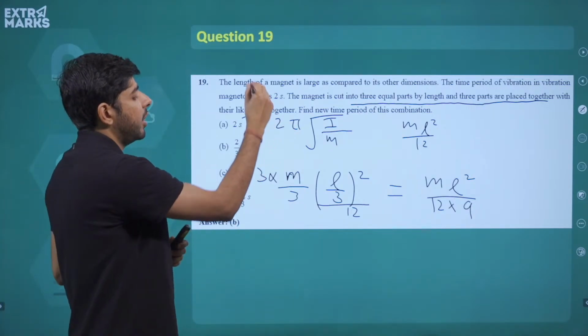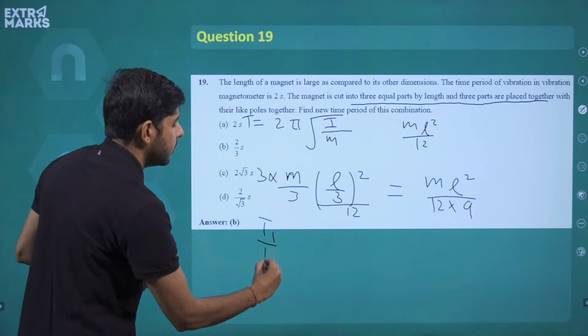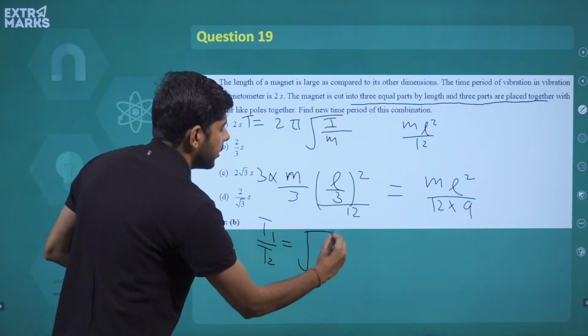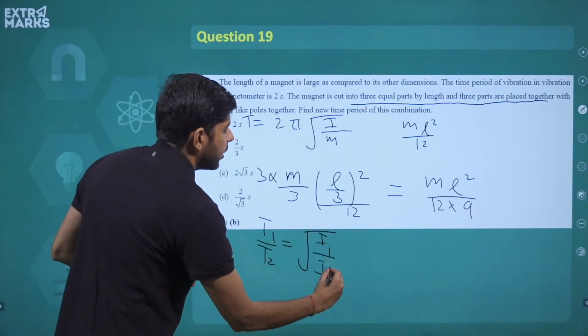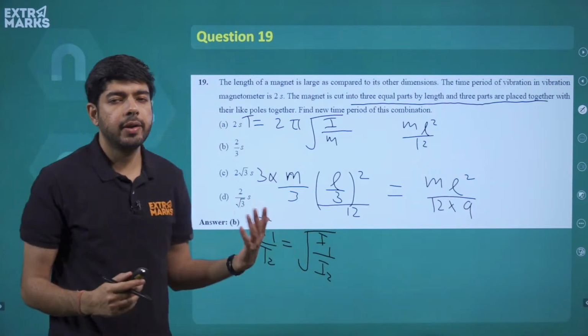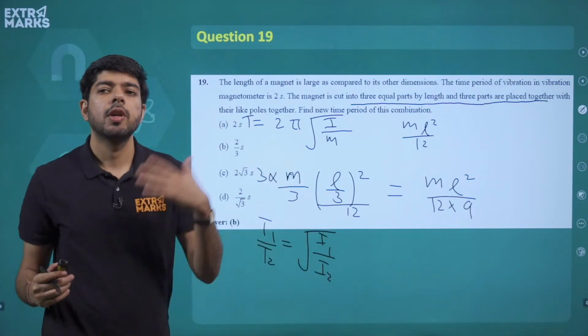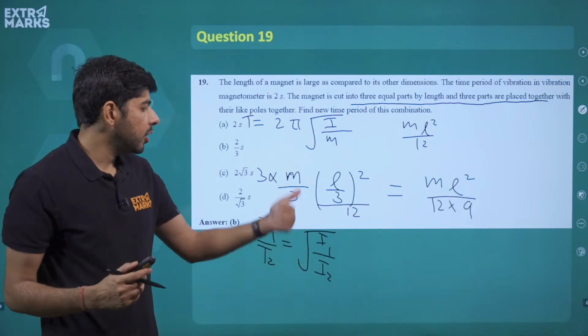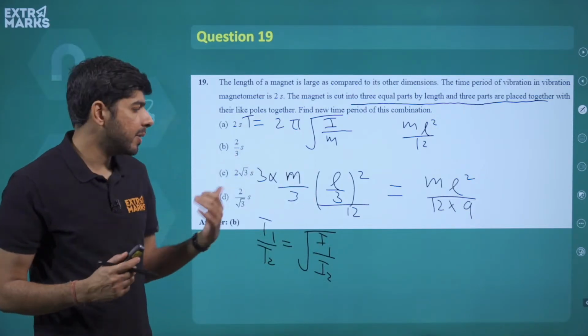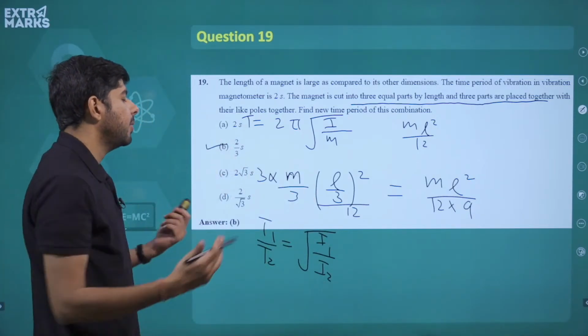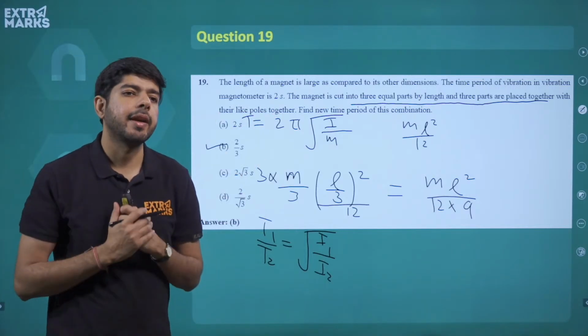So if we compare, basically T1 by T2 is going to be root I1 by I2. So in the second case, I2 becomes 1 by 9 times. So root of that will become 1 by 3 times. So basically the time period will become 1 by 3 times. So earlier it was 2, now it is 2 by 3. That is your answer. All right.